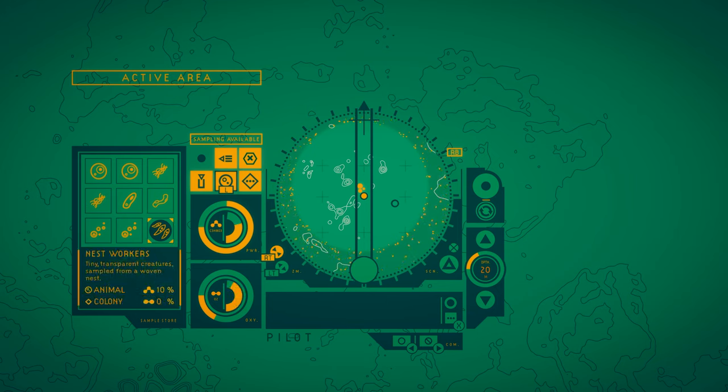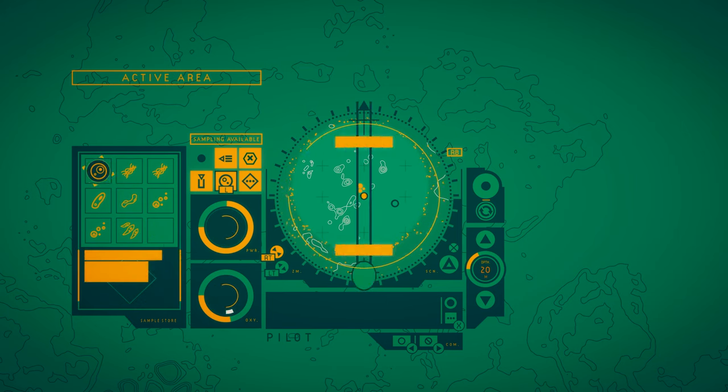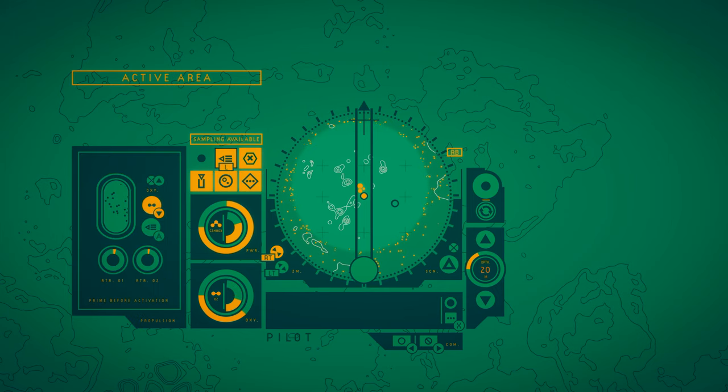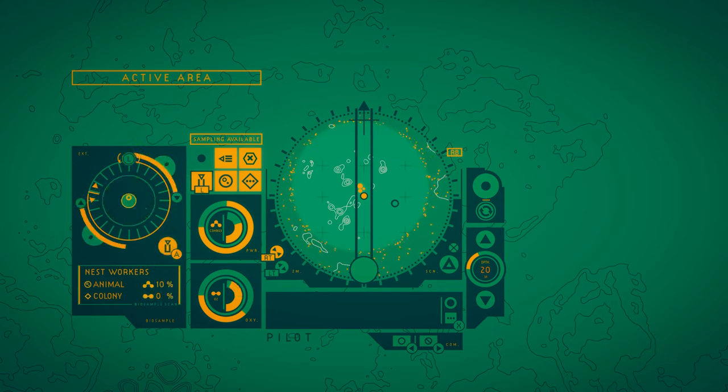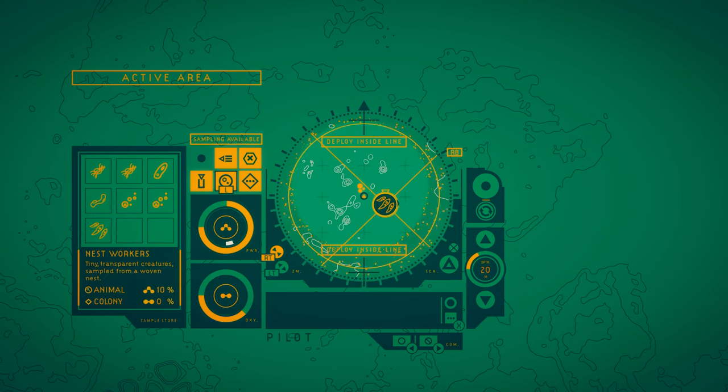Nest workers, tiny transparent creatures sampled from a woven nest. We're low on oxygen and I need room. And it seems like I don't need the shrill sacks, so let's use them. No, we shouldn't use them just yet.